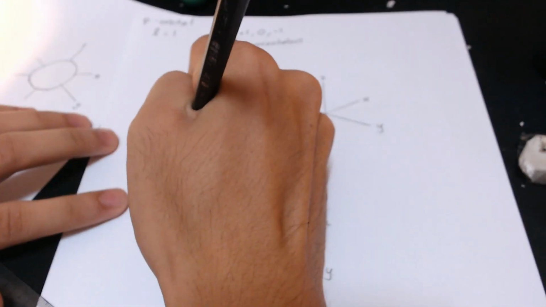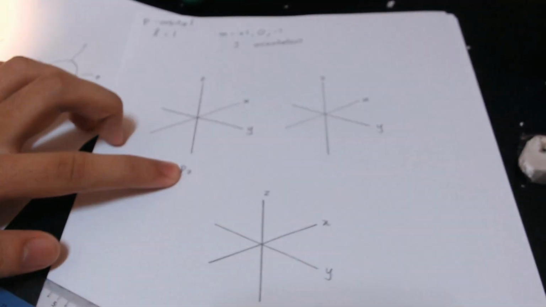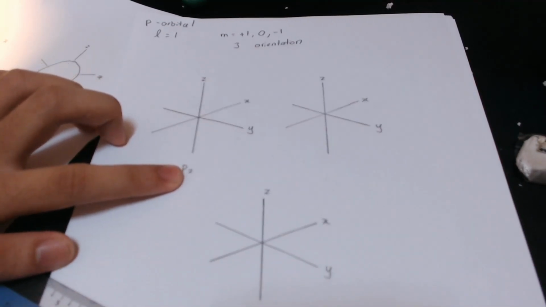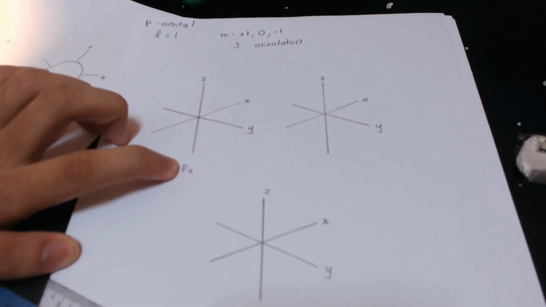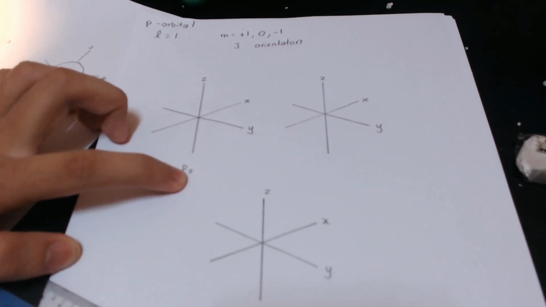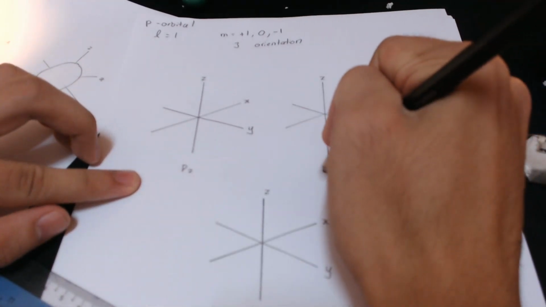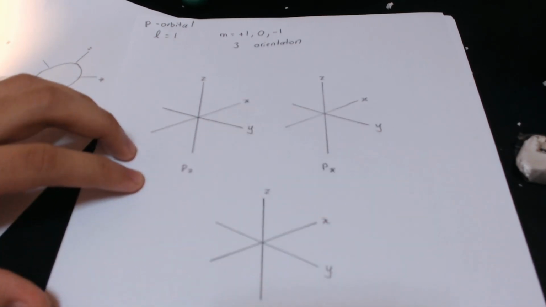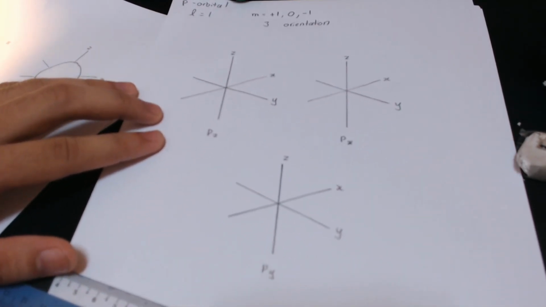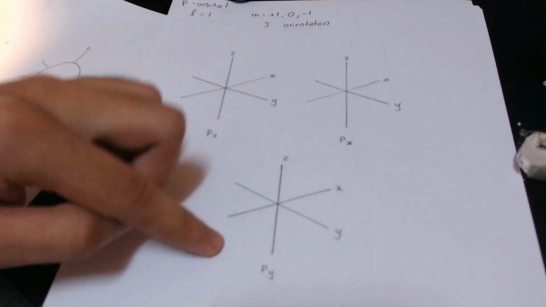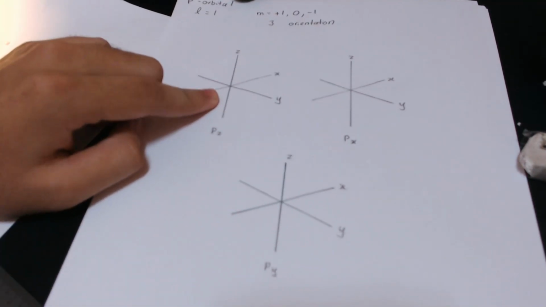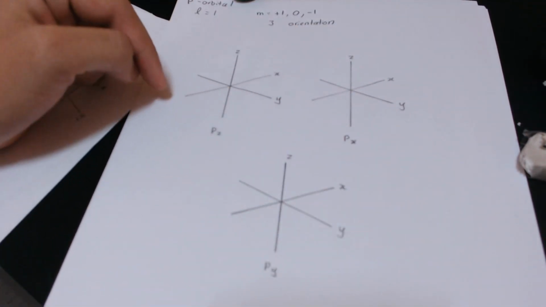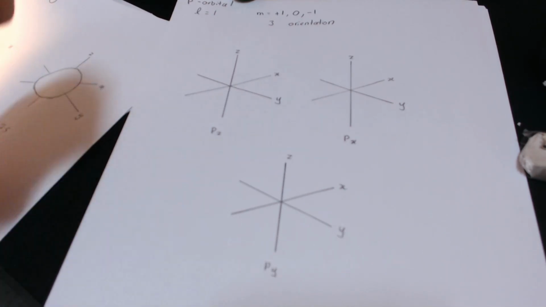So kita ada Pz. Z tu kecil tau. Z tu subscript. Jangan tulis P and then Z besar. Sebab dia maksudnya P orbital orientation Z. And then Px and then Py. Tak kisah you nak lukis mana dulu. Sama je. Sebab kenapa dia 3 orientation ni? Nanti kita akan belajar in the next lesson. Dia ada 3 orientation ni sebab energy dia sama. You nak letak dalam orientation mana pun, elektron tu happy nak duduk.